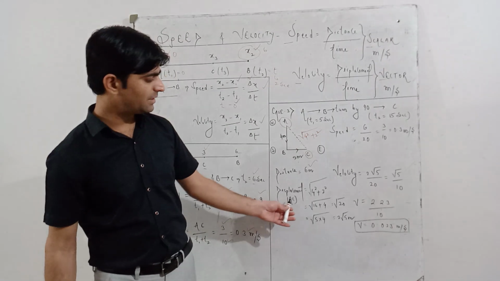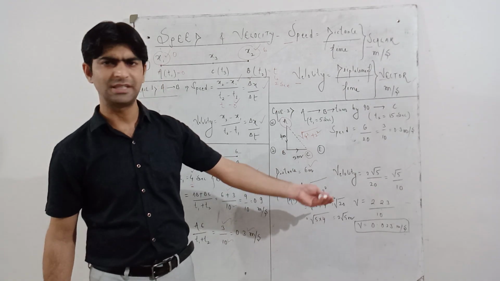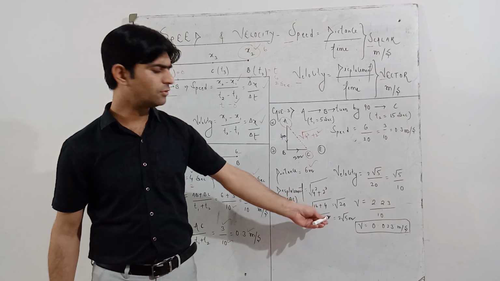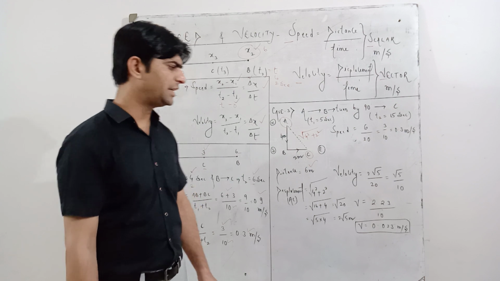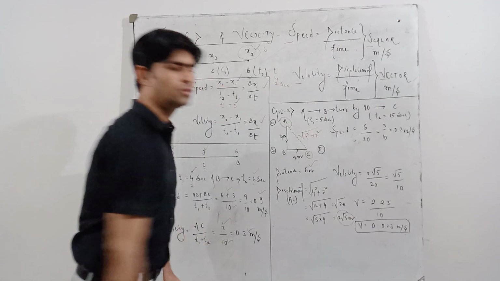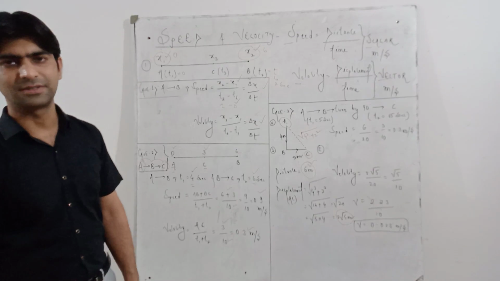So displacement will be equal to AC, under root 4 square plus 2 square, that is under root 16 plus 4, under root 20, that is under root 5 into 4, and you can write 2 root 5. Root 5 is around 2.23. So displacement becomes 2 root 5 meters, whereas distance becomes 6 meters.